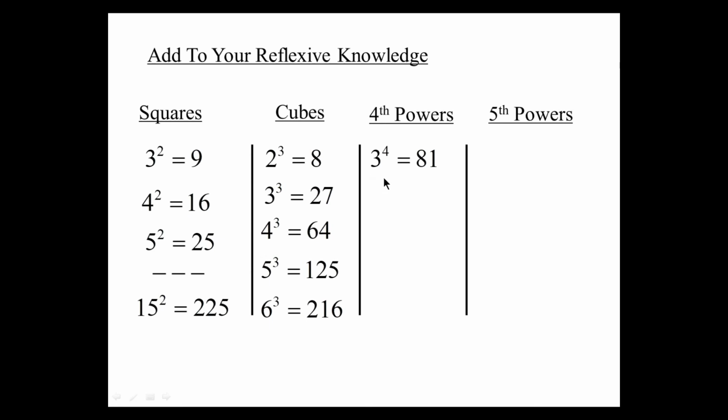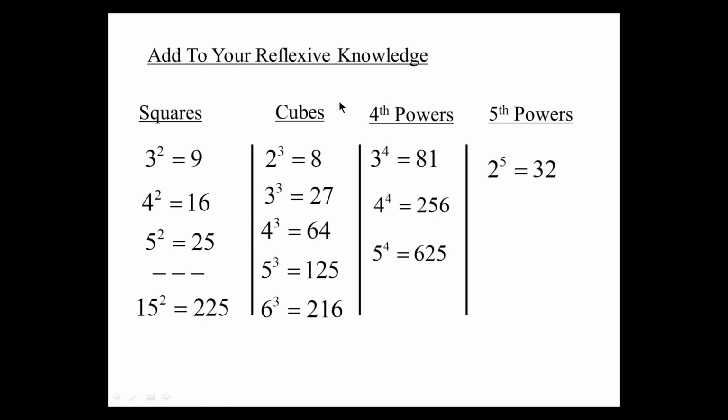So the next one will say 4 to the 4, so that'll be 4 squared squared. So it'll be 16 squared. And 16 squared is 256. The next one will be 5 squared squared, the 25 squared, which is 625.